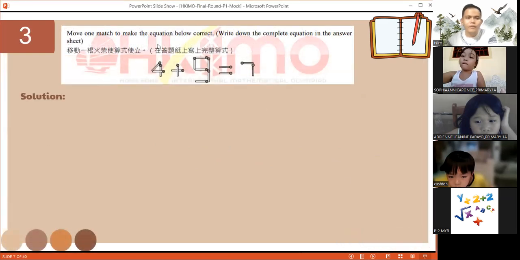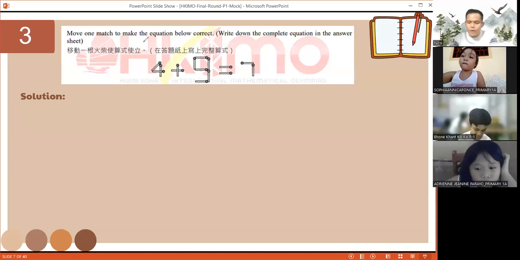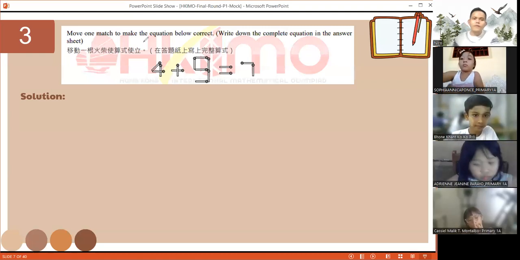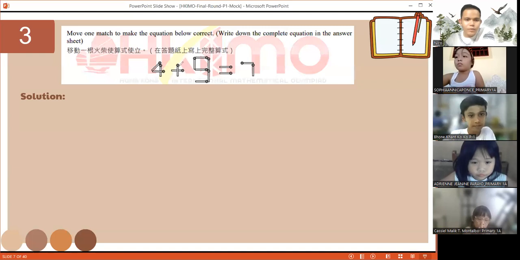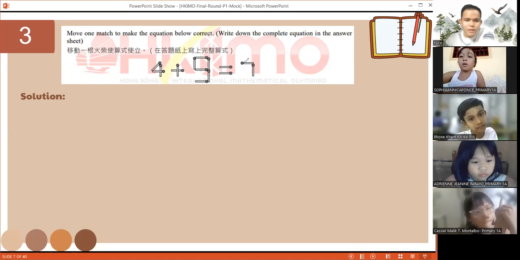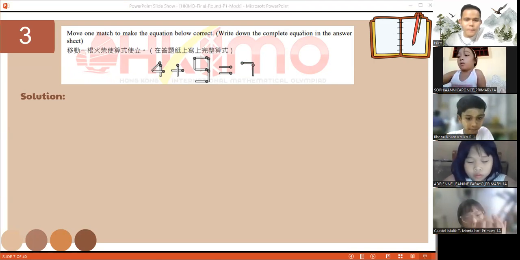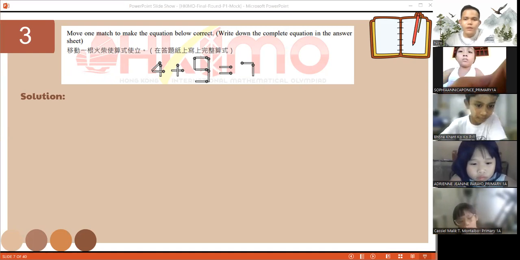You notice here, move 1 match to make the equation below correct. So we're going to make it a correct equation by moving only one match. If it's one match, you notice this is 1, 2, 3, 3 matches here. 1, 2, 2 matches. This is 1, 2, 3, 4, 5, 6, 6 matches. 2 matches and then 2 matches. But we must make this one correct, right? So what do you notice?